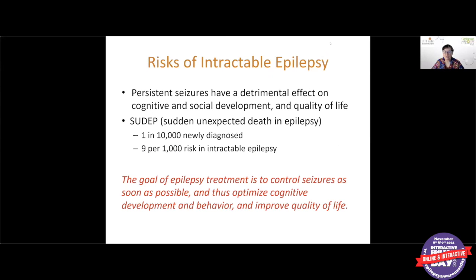So what are the risks for someone who has persistent seizures despite medications? They can have a detrimental effect on cognitive and social development for a child, and also on their quality of life. There's also a significant risk of something called SUDEP in people who especially don't have well-controlled seizures, and that's sudden unexpected death in epilepsy.